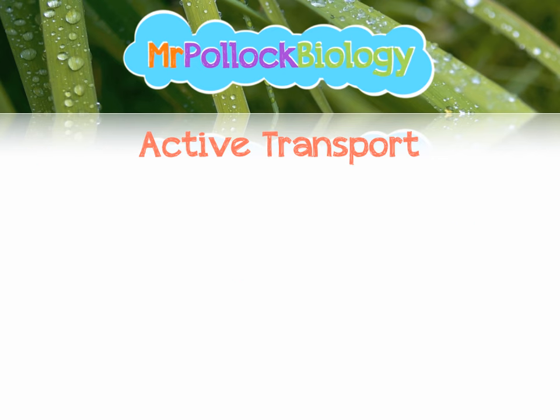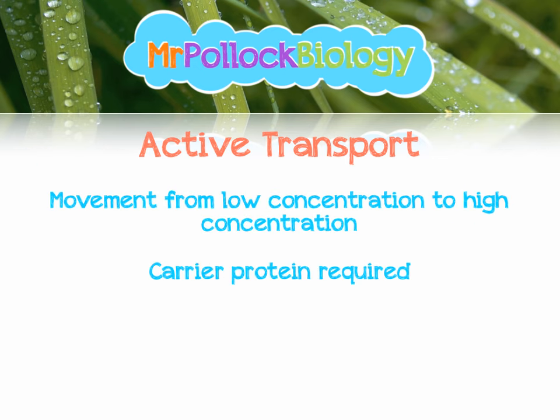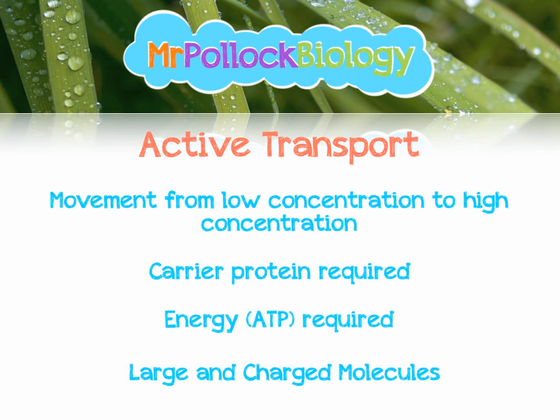So to summarize active transport, it's from low concentration to high concentration. We need a carrier protein. We need energy in the form of ATP, and it's for large or charged molecules. And usually these are high value or dangerous molecules. So by high value, I mean things like glucose, that we want to get as much as possible into the cell. And by dangerous or toxic molecules, I mean things like urea or waste, things we want to get rid of quickly.